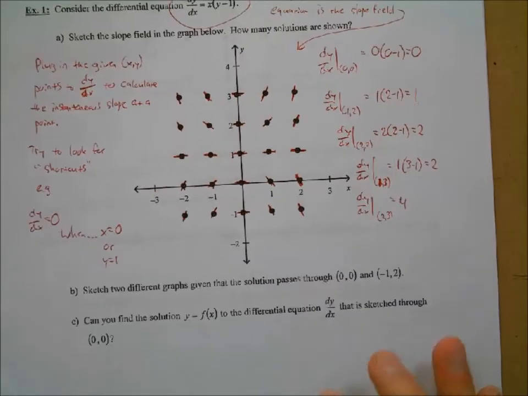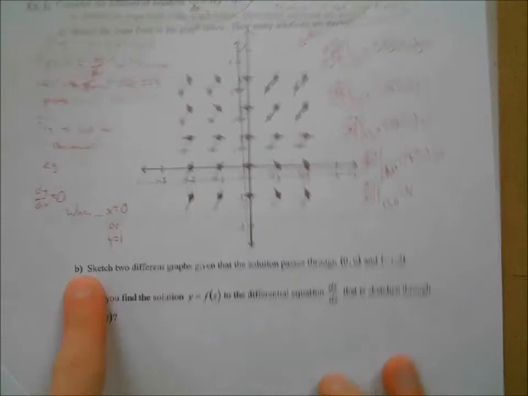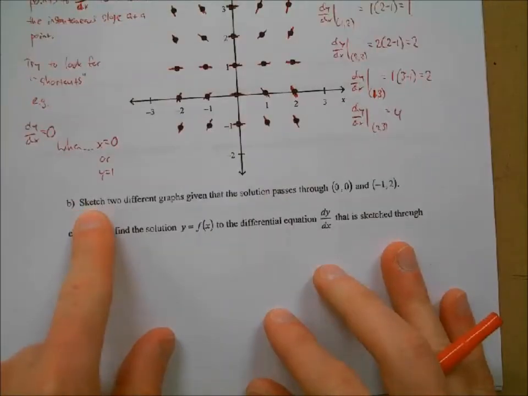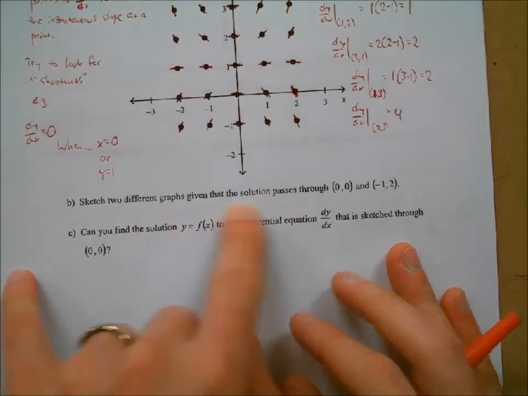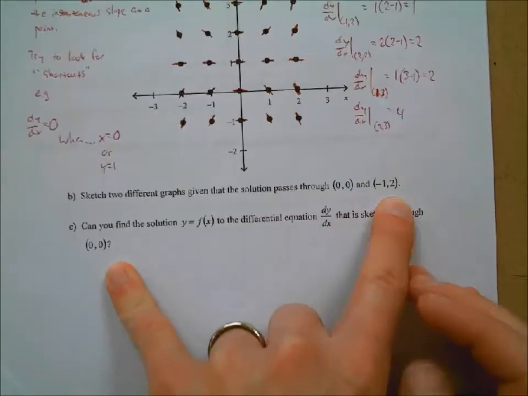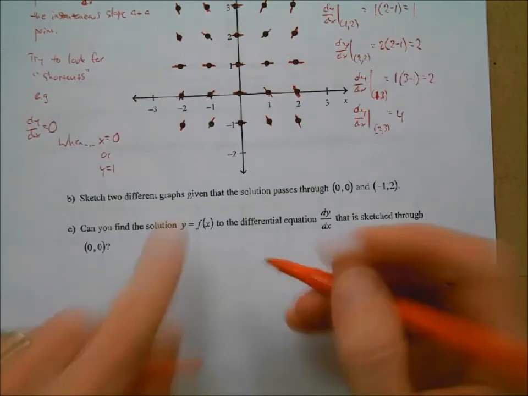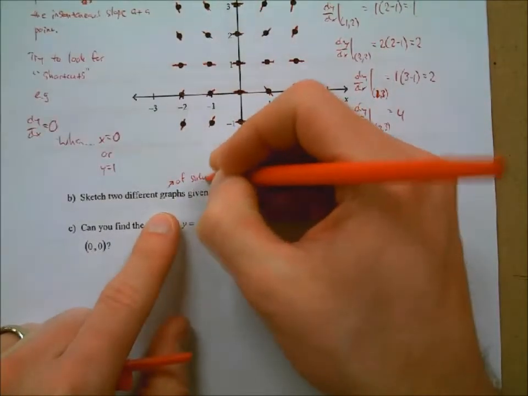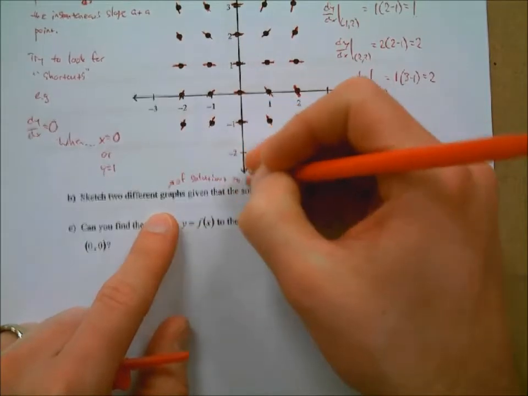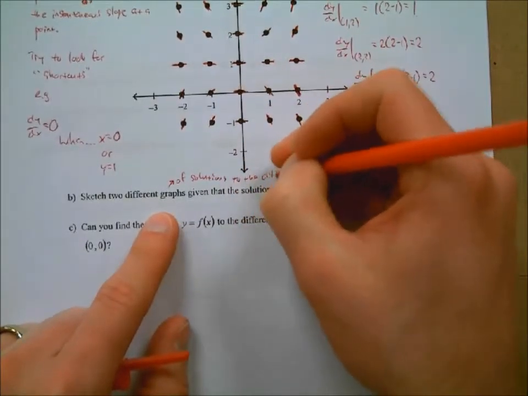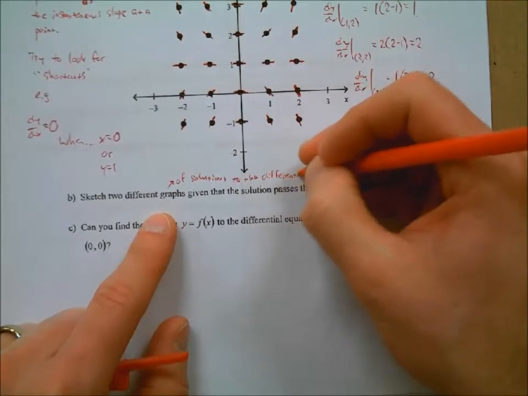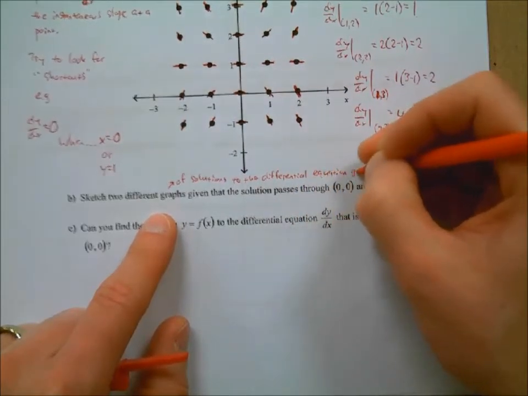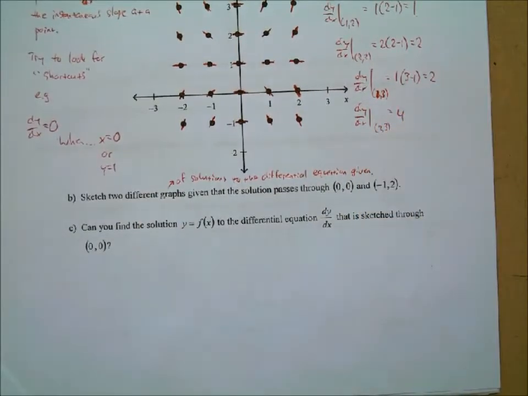Okay. So let's move on here to letter B, and sketch two different graphs given that the solution passes through 0, 0, and negative 1, 2. So we're going to be graphing solutions to the differential equation. These graphs that we graph are going to be like the original functions. And they're going to be particular solutions.